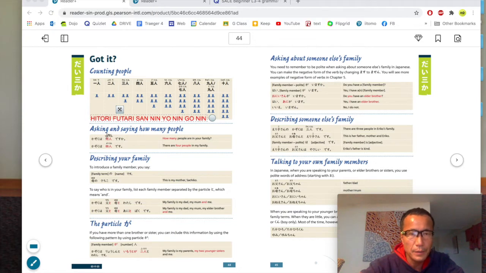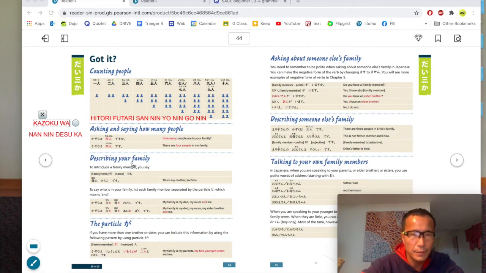Okay, next one is asking and saying how many people. I think this one was on the vocab too. 何人ですか? For example, if you want to ask how many family members there are, you say 家族は何人ですか? Then, as the answerer, you say 家族は6人です. For example. That's a huge family, by the way.